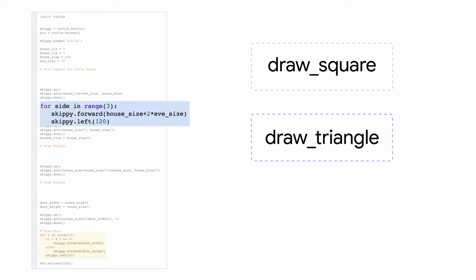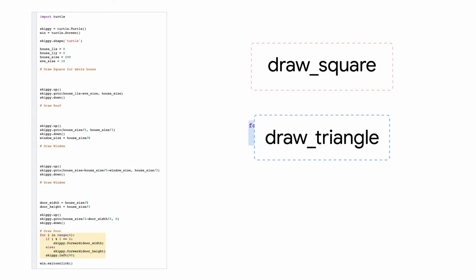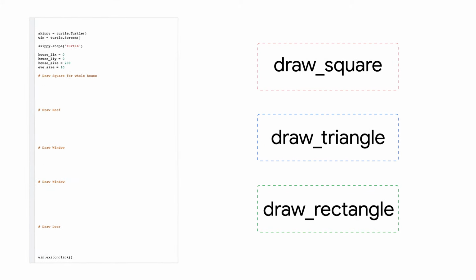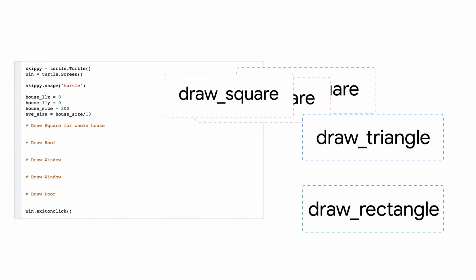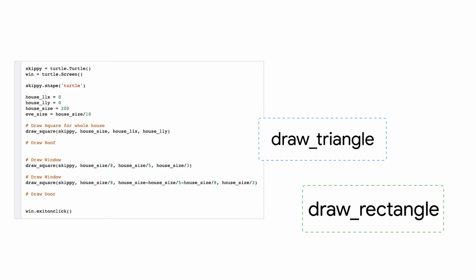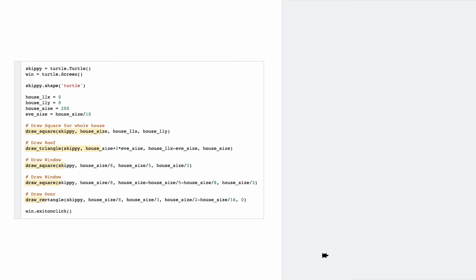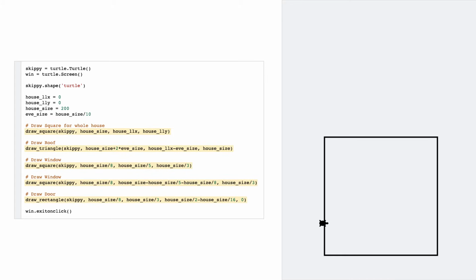While we are at it, we could write a function called drawTriangle and drawRectangle. Now, using these functions, we can rewrite our original code to draw the house. Look at the code now. It is much more compact, and you don't even have to look at the definition of the drawTriangle function to know what it is going to do.